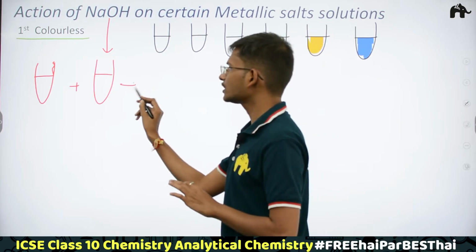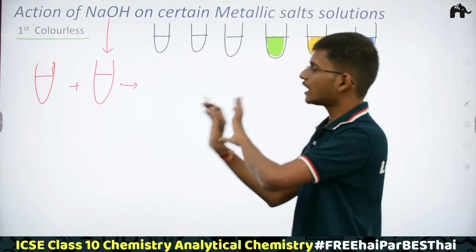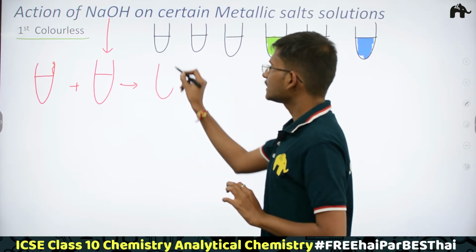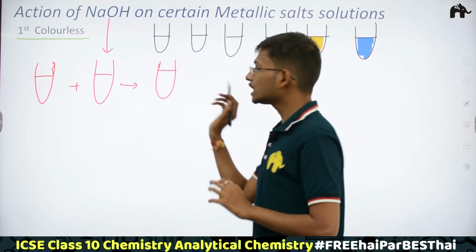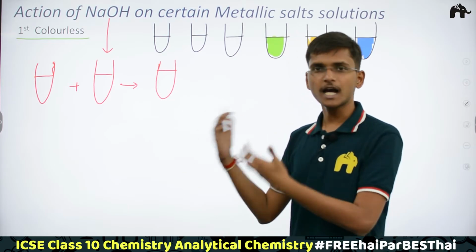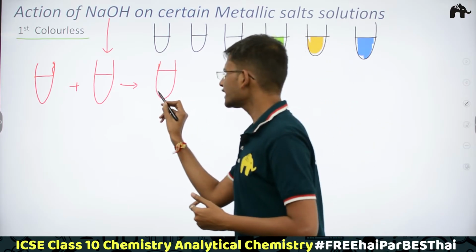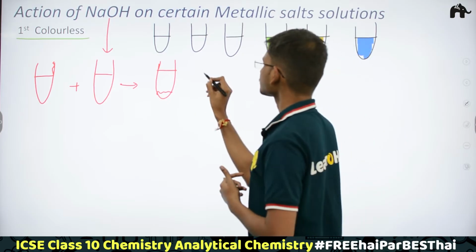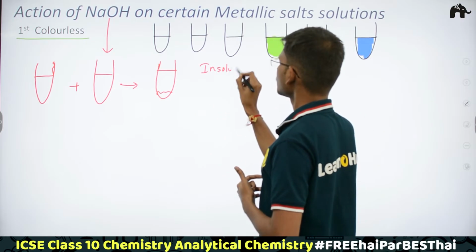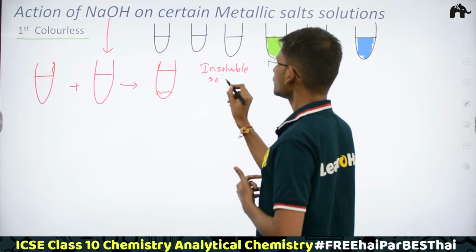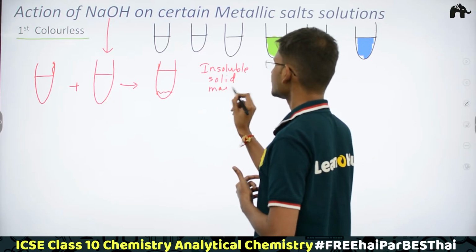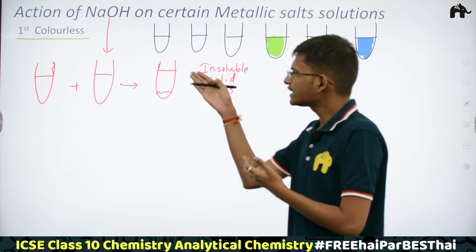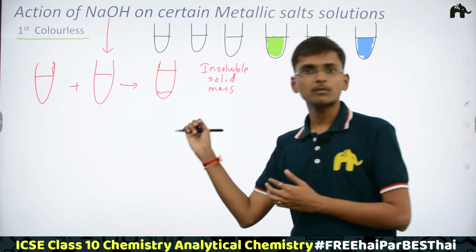And what is happening by slow addition? After adding a certain amount of NaOH, we get a colorless solution. But in that colorless solution, you can find some insoluble solid mass, and this insoluble solid mass settles down. We wait for some time, and then it settles at the bottom of the test tube.